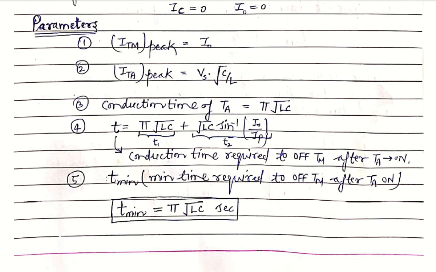Now we'll find the fifth point, T minimum. What is the minimum time required to turn off the TM after TA is on? It will be given by pi root LC. As this T2 will be 0, only T1 will be there. So this is the minimum time. When the sine inverse of this quantity is 0, then this T2 time will be 0. So the minimum time will be pi root of LC.